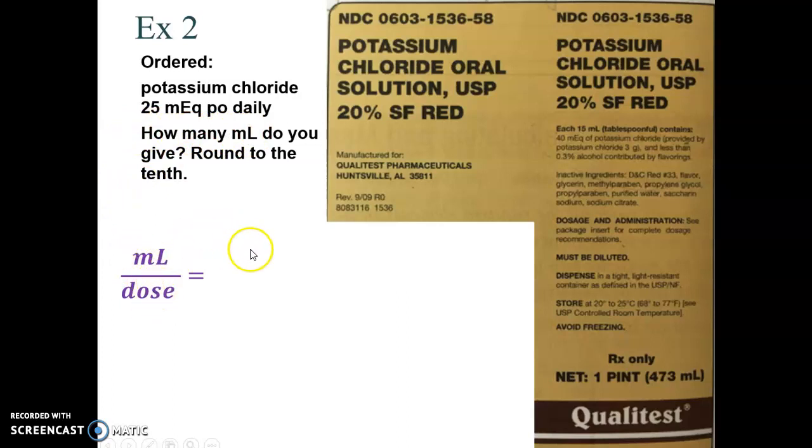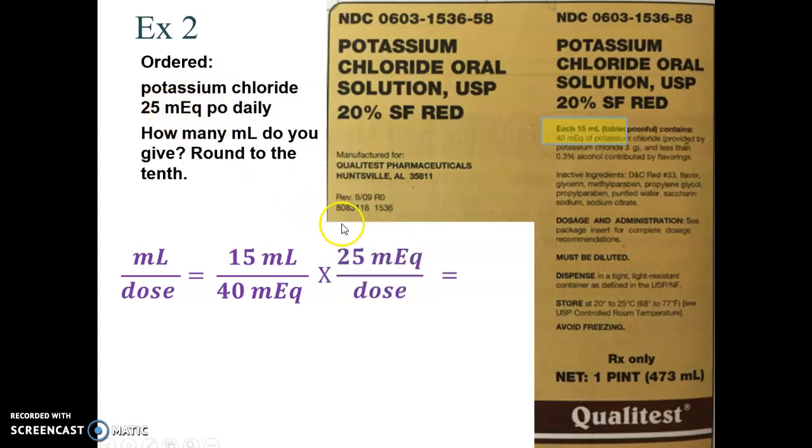And that means our first fraction needs to have milliliters at the top. We get that from our label. The label says 15 milliliters is 40 MEQ. So that puts MEQ at the bottom of our first fraction, which means our next fraction needs to have MEQ at the top. And we said typically that's going to come from your order, as long as the units match, and ours do. So we're going to bring down that 25 MEQ and put it over the word dose, because we were ordered to give 25 milliequivalents per dose.